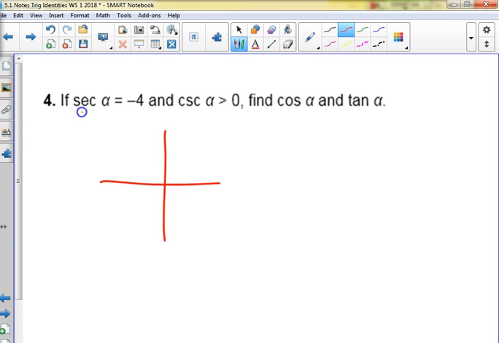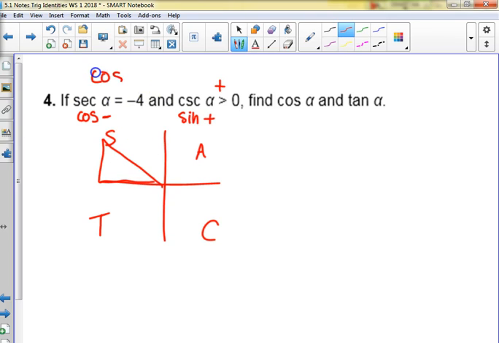Secant is negative means what else is negative? Cosine, right? Secant and cosine are reciprocals. Cosecant is positive, so that means sine is also positive. All students take calculus. Sine is positive here when cosine is negative. Does that seem okay?